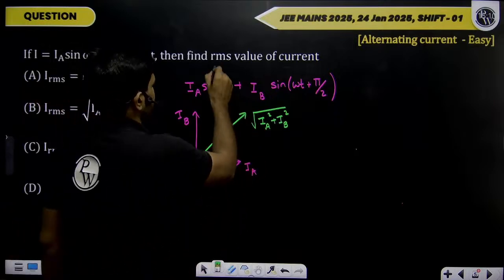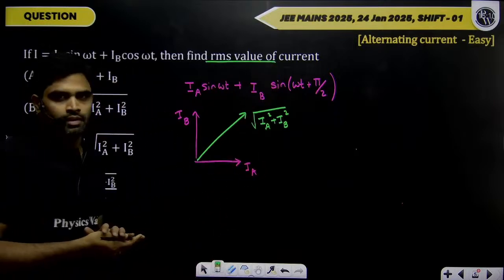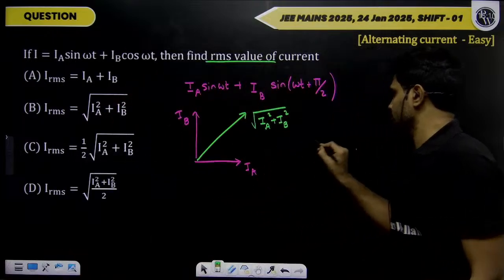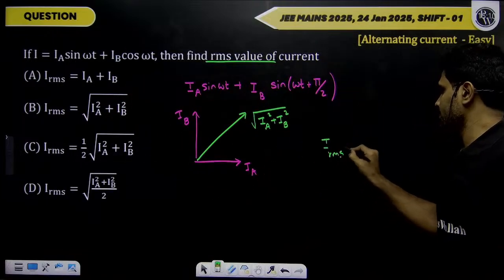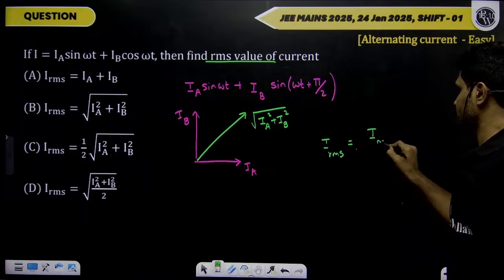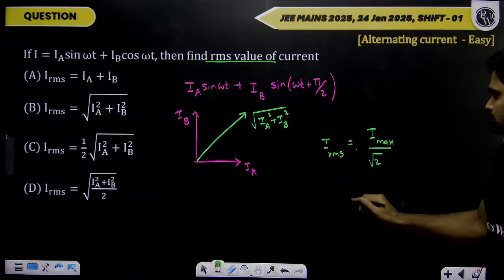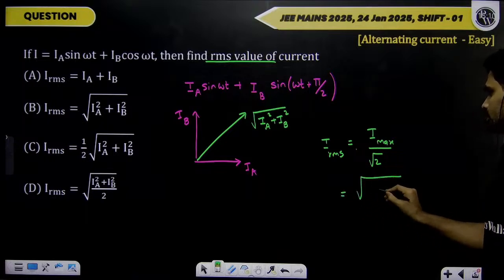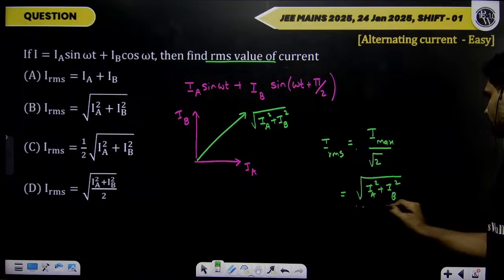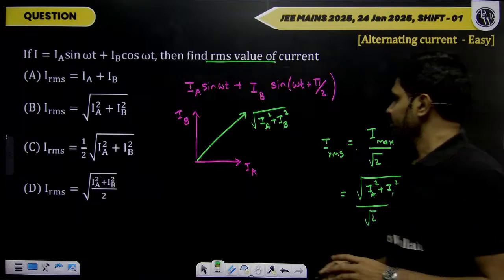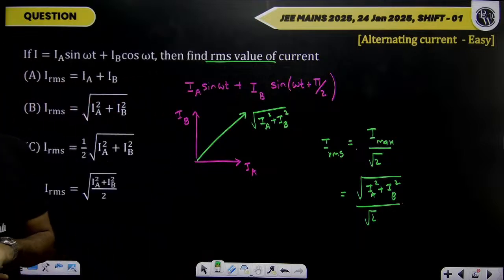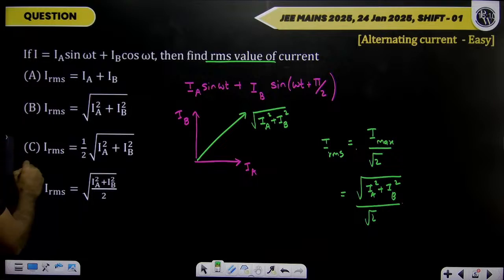They are interested in the RMS value. RMS value is maximum value by root 2. So RMS will be root over IA square plus IB square by root 2, understood? So the RMS current will be the D option.